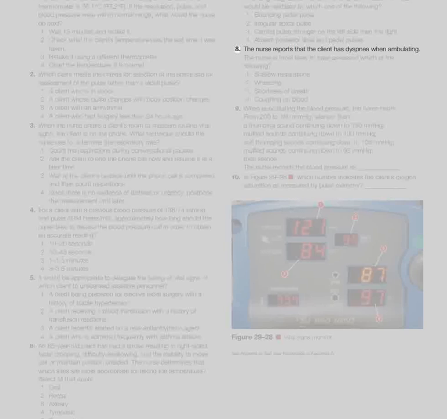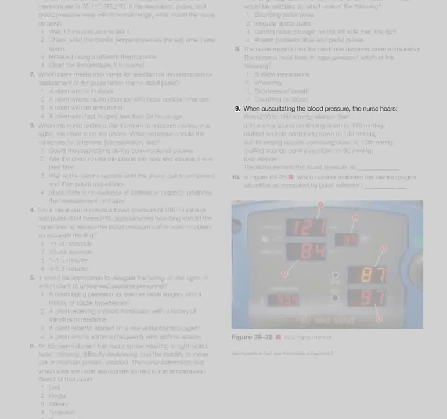8. The nurse reports that the client has dyspnea when ambulating. The nurse is most likely to have assessed which of the following? 1. Shallow respirations. 2. Wheezing. 3. Shortness of breath. 4. Coughing up blood.